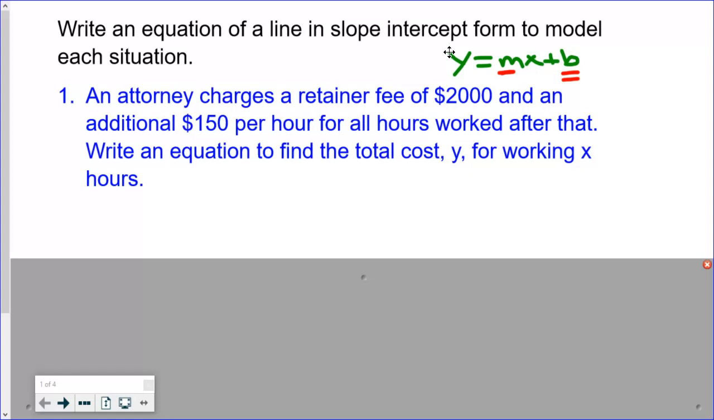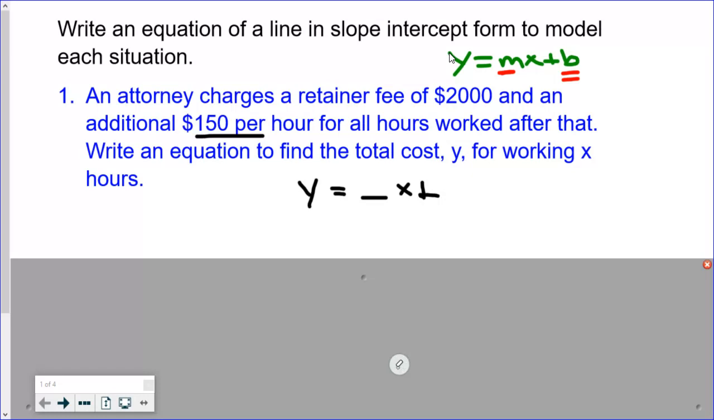An attorney charges a retainer fee of $2,000 and an additional $150 per hour for all hours worked after that. And what I'm going to underline is the word per with the number. So let's write an equation to find the total cost y. So this time we are going to have a y and an x.